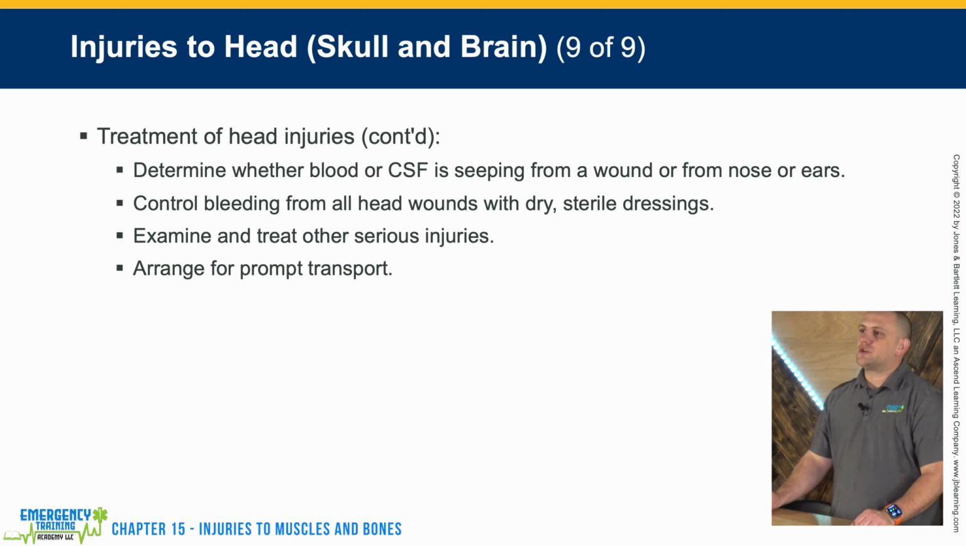With any of these head injuries, we want to gather as much information as we can. This is when we're going to try and determine whether or not there is blood or any of the cerebral spinal fluid coming from any wounds in the nose or ears. We're going to try and control any bleeding, but most importantly, if we have any severe head injuries, we want to arrange for prompt transport and make sure that they are getting to a higher level of care as quickly as possible.